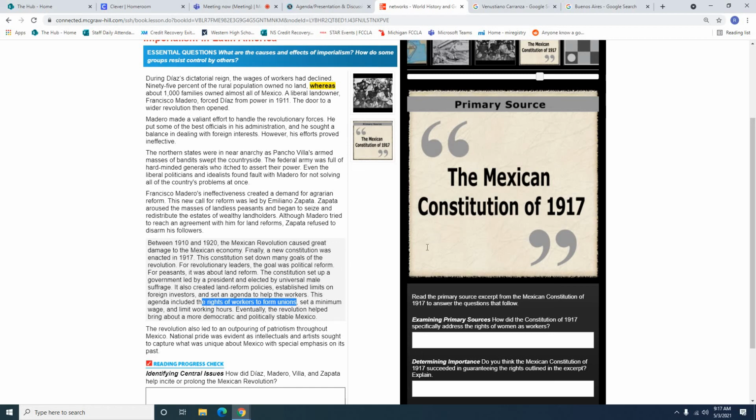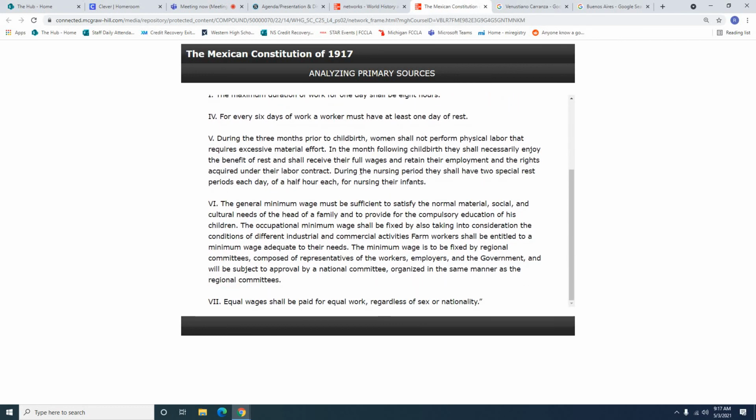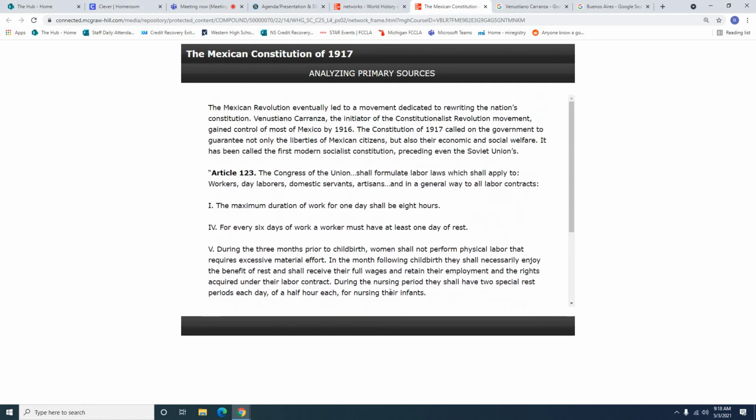So the revolution really does help out tremendously. And you'll find this as well. Like, look, during the nursing period for women, they shall have two special rest periods each day of a half hour each for nursing of their infants. That's tremendous. Equal wages shall be paid for equal work, regardless of sex or nationality. Very forward-thinking stuff. Unfortunately, it had to come about as a result of a lot of violence, but that's revolution.